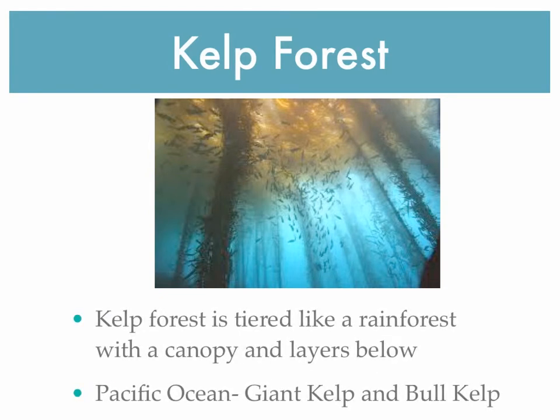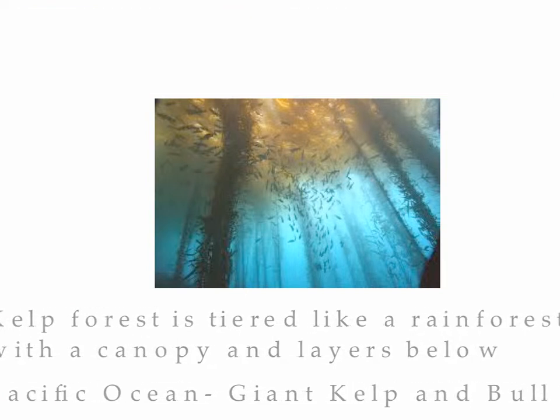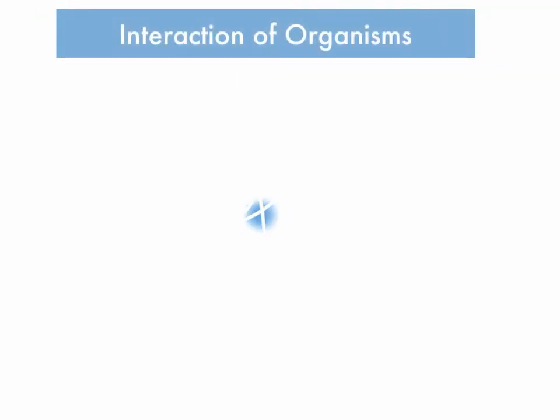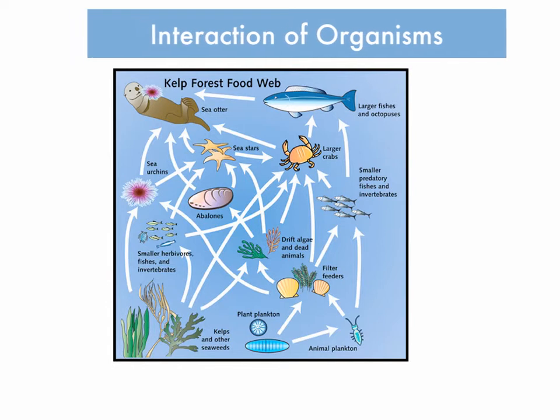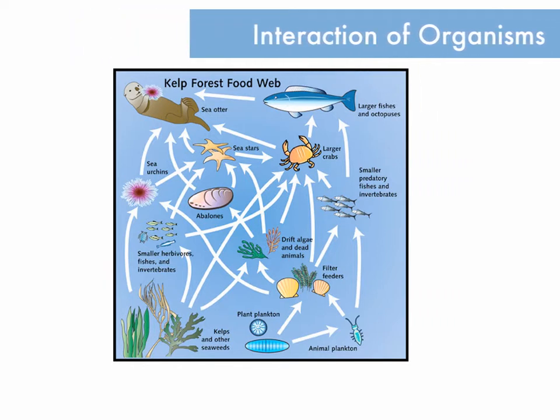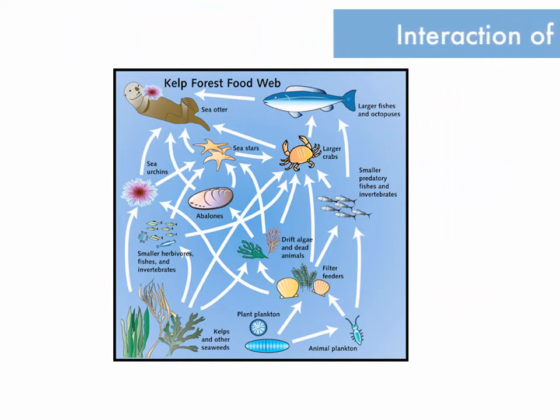The kelp forest is tiered like a rainforest with a canopy and layers below. The Pacific Ocean has giant kelp and bull kelp. The interaction of organisms within the kelp forest includes the food web, at the bottom of which is the kelp and algae. Then we have filter feeders and small fish, abalones, urchins, crustaceans, larger fish, and mammals like sea otters.